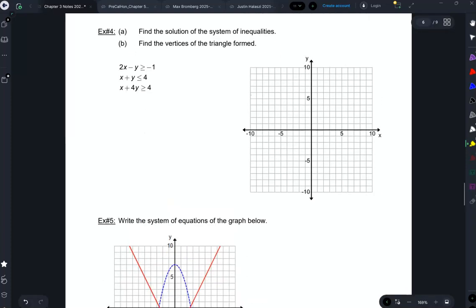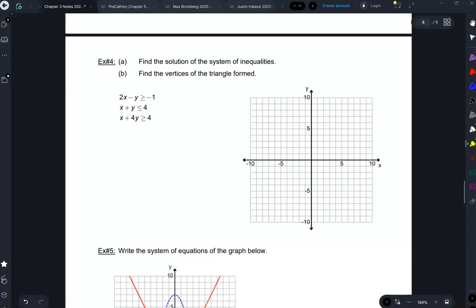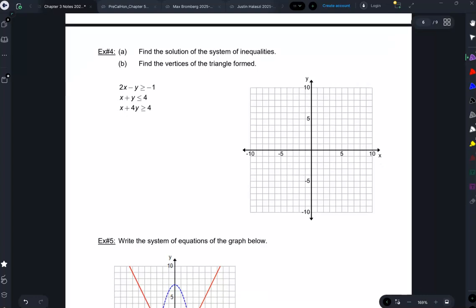Okay, so let's do this last one, this last page. Find the solution. Now we have 3 of them, but that's fine. We're gonna solve the equations for y. Here, I get negative y is greater than or equal to negative 2x minus 1. Y is less than or equal to 2x plus 1. Okay, let's do that one. 2x plus 1.